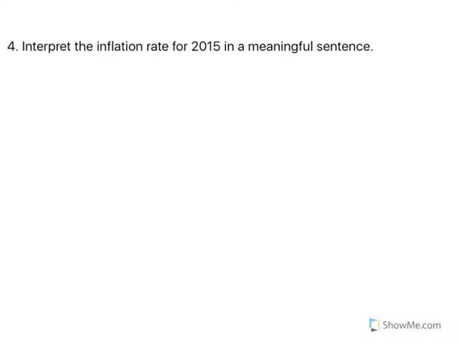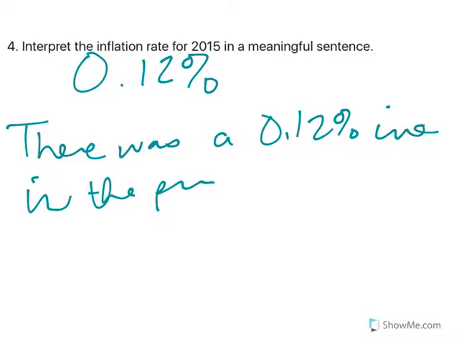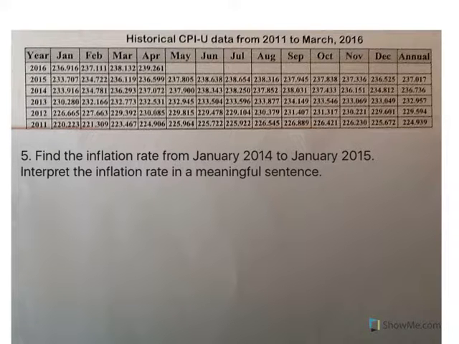So if we go to number 4 and interpret the inflation rate for 2015, which was 0.12%, in a meaningful sentence. So basically, there was a 0.12% increase in the price of goods and services from 2014 to 2015. And we know it's an increase because it's positive. It's not a large increase, but it's still an increase.